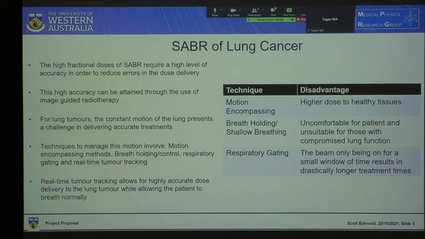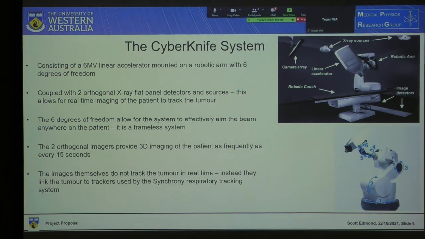While they're still valid methods, there is real-time tumor tracking. This allows for a really highly accurate dose conformation and a high level of dose. It notably doesn't require the patient to restrict the breathing, and it doesn't overly dose the tissues around it by adding an internal tumor margin. So it's really one of the gold standards for treatment. And the way we can carry out this treatment is using the CyberKnife system.